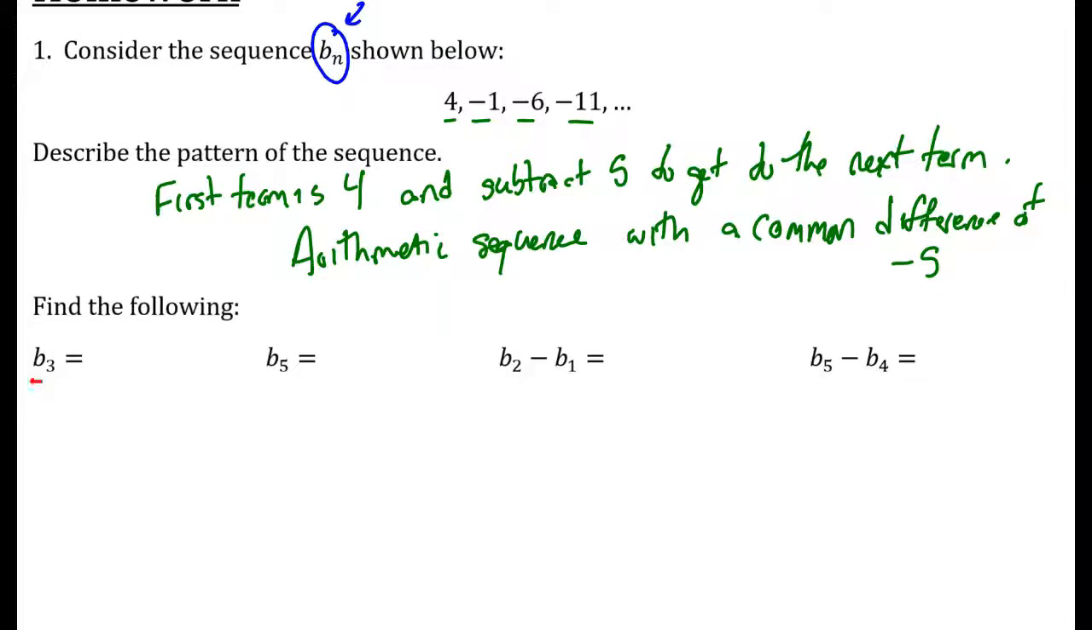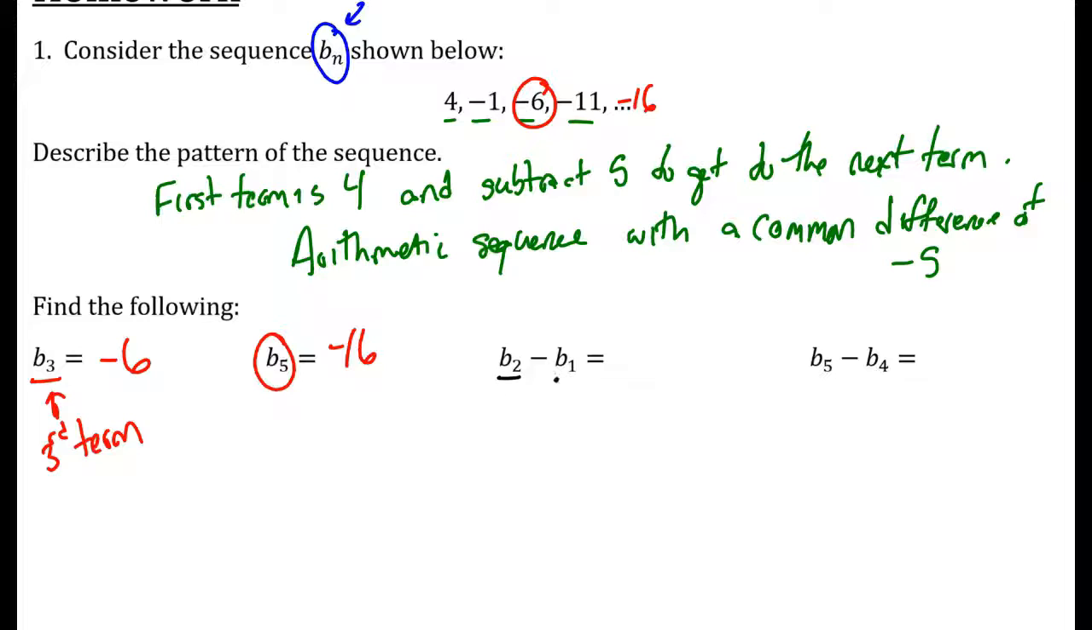Find b sub 3. b sub 3 means the third term. What is the third term in this sequence? -6. Find the fifth term. b sub 5 means what's the fifth term? 4, -1, -6, -11. Well, the next one's going to be -16. So I subtracted 5 to get -16 there.